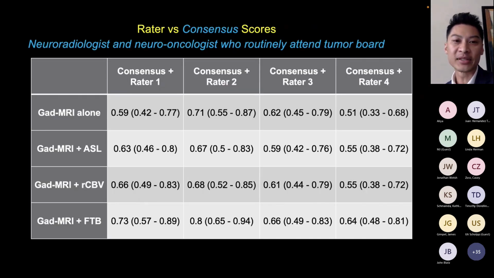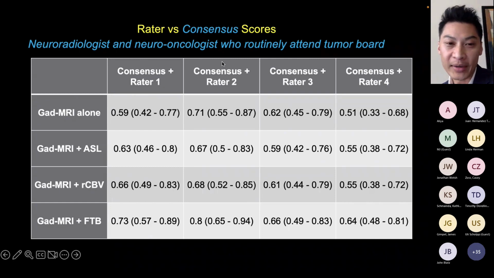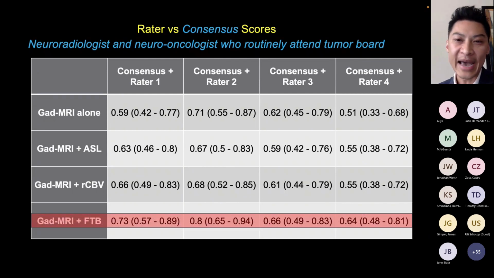In this final part of the study, we compared each rater with a consensus score. Obviously, you always need a reference standard in the study. Usually we like to use histopathology as a reference standard, but oftentimes patients don't get surgical resection for a single time point MRI after post-treatment. The consensus standard in this score was based on a neuroradiologist and neuro-oncologist who routinely attend tumor board. When we compared each rater with the consensus score, you can see that the agreement was the highest with GAD MRI and FTB.